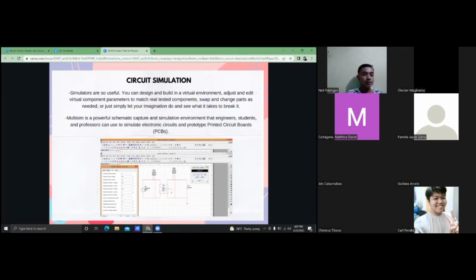It is called Multisim, and it is a powerful schematic capture and simulation environment that can be used to simulate electronic circuits and prototype printed circuit boards. This image is an example of the Multisim software. Okay, next.